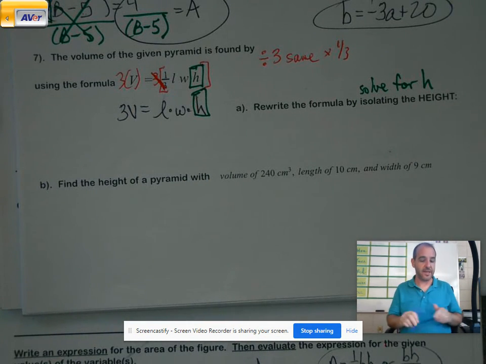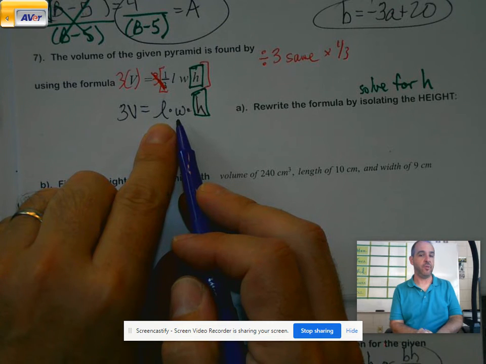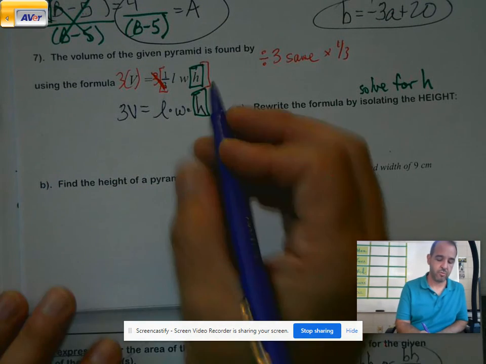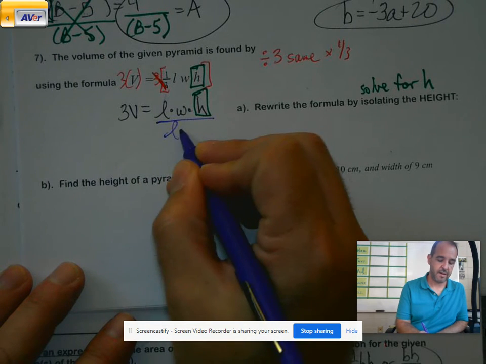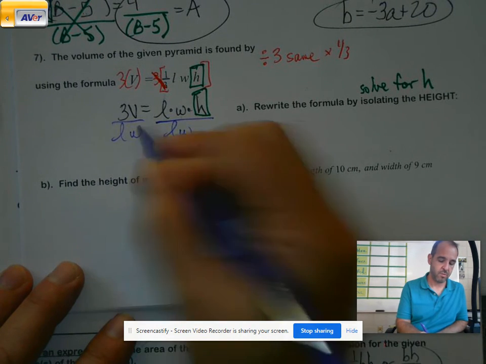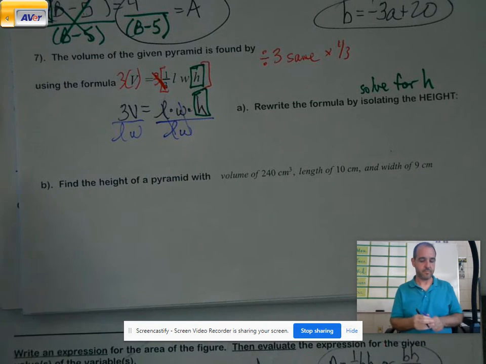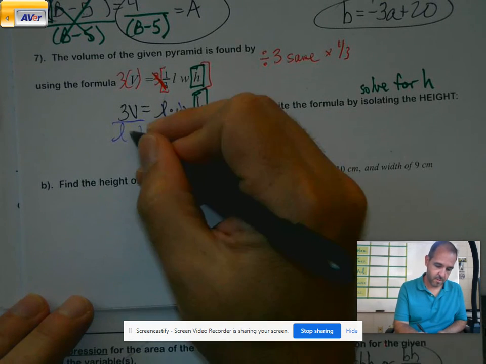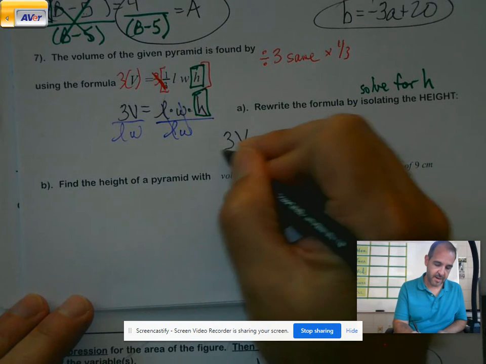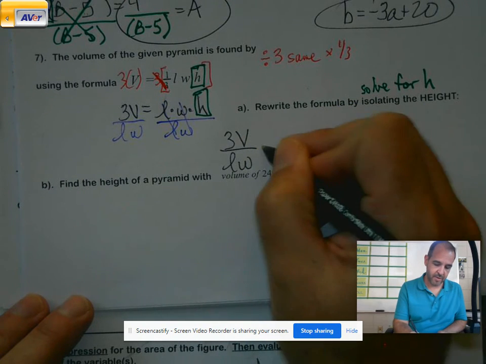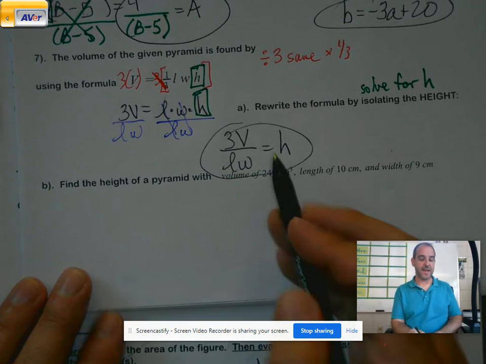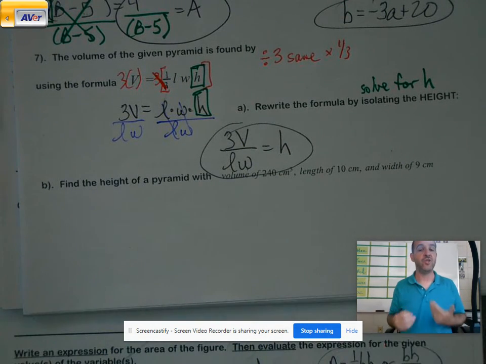Because now, okay, I'm solving for h. What's being done to h? I'm multiplying it by L and W. What's the opposite of multiplying by L and W? Dividing by L and W. So 3V divided by LW equals h. So if I just wanted to find the height and I knew the volume, the length, and the width, I could do that.